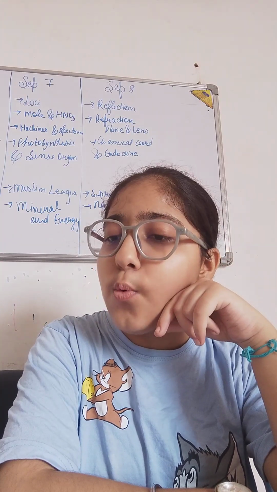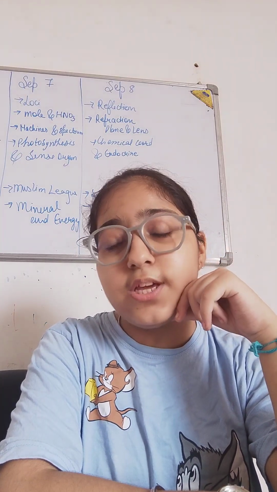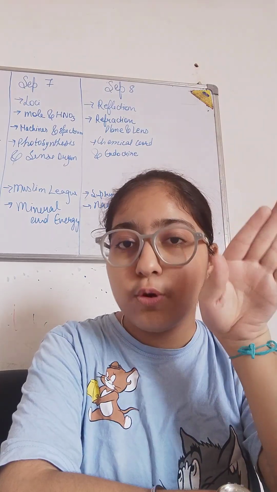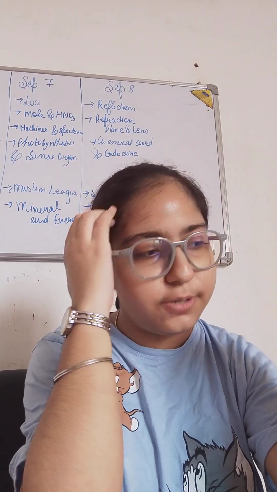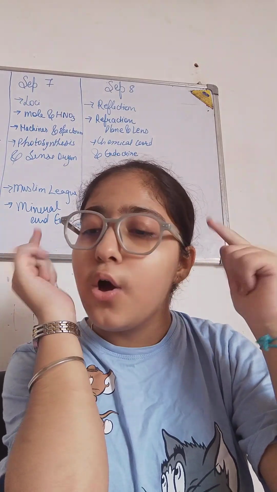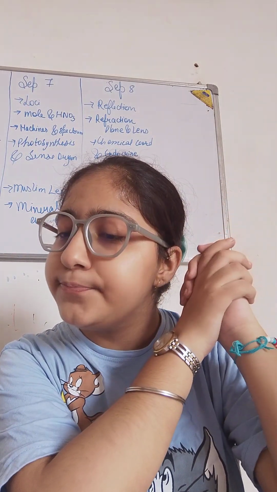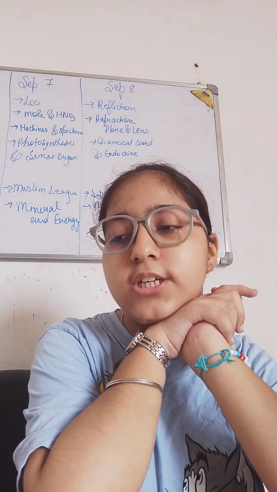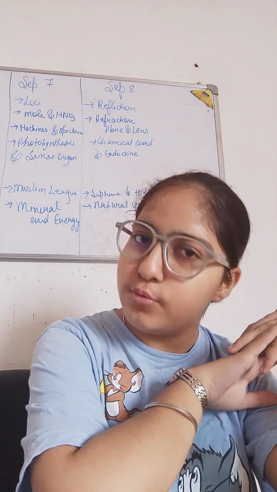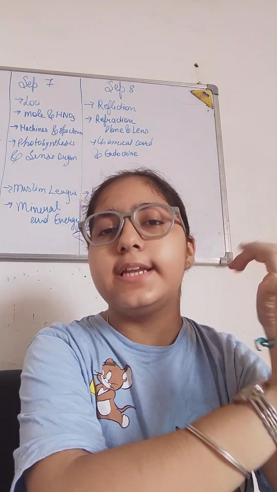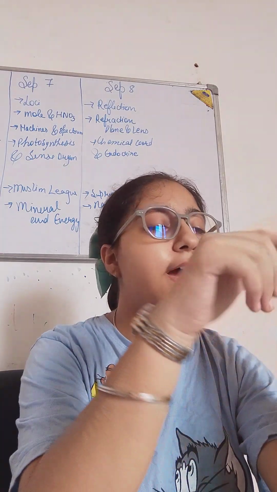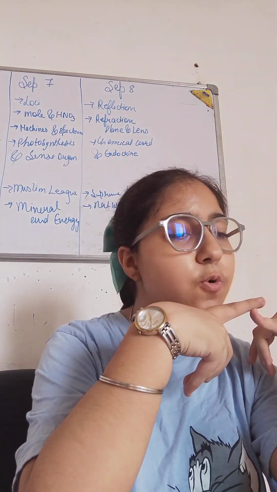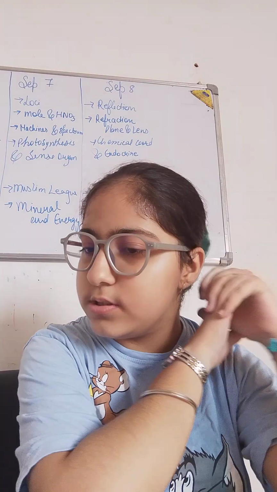Next is, what is liquid ammonia? Liquid ammonia is when ammonia gas is liquefied under high pressure, right? Next is, what is liquor ammonia fortis? Liquor ammonia fortis is a saturated solution of ammonia in water. It is also known as 880 ammonia, and it is stored in tightly stoppered bottles, right?